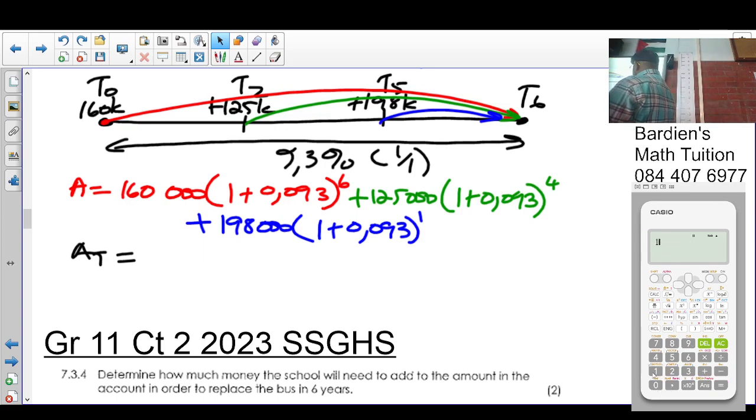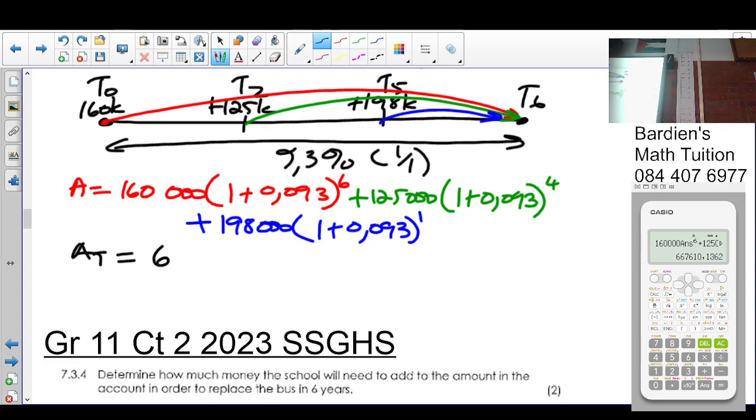So A total is equal to 160,000 into 1 plus 0.093 to the exponent 6, plus 125,000 into 1 plus 0.093 to the exponent 4, plus 198,000 into 1 plus 0.093 to the exponent 1. That gives us 667,610 rand and 14 cents.